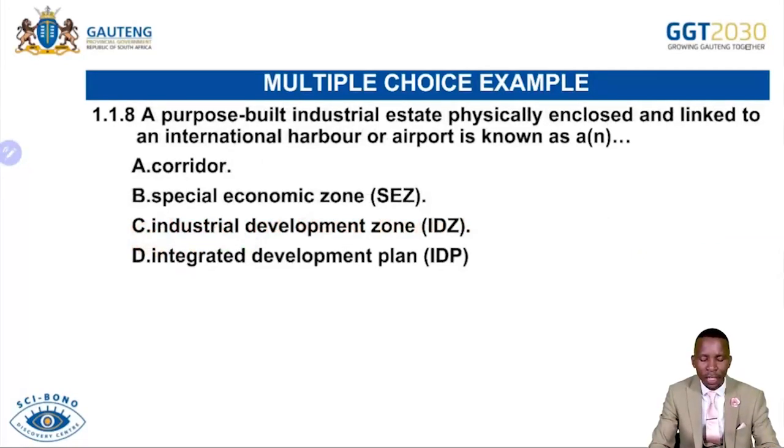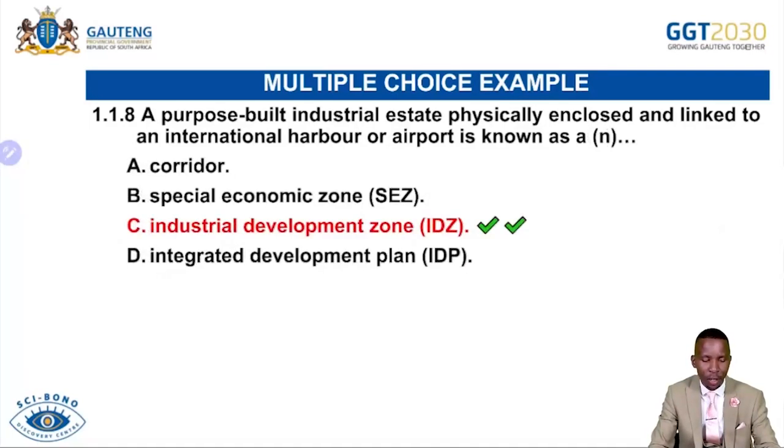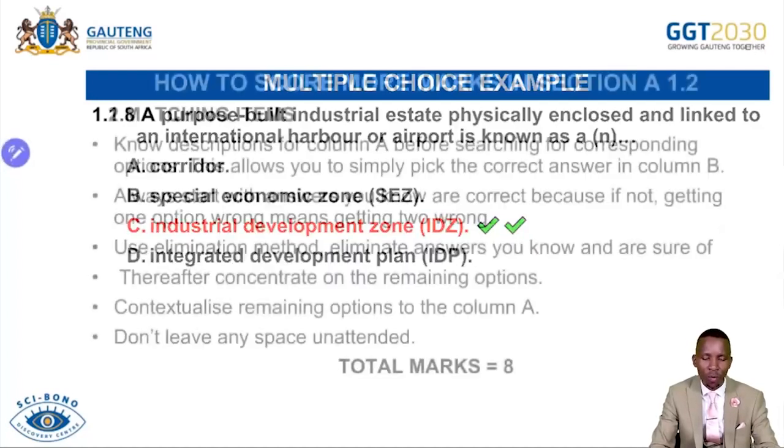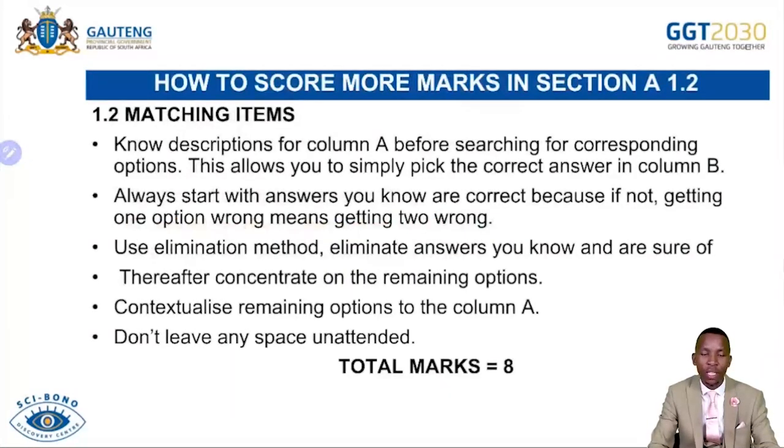A purpose-built industrial estate, physically enclosed and linked to an international harbor or airport is known as an, so you go straight to industrial development. You check purposely built. Those are IDZs. You check a corridor, special economic zones, industrial development zone, integrated development plan. Then let's see, you have industrial development zone being correct. You get your 16/16. You go further to 1.2, matching items.